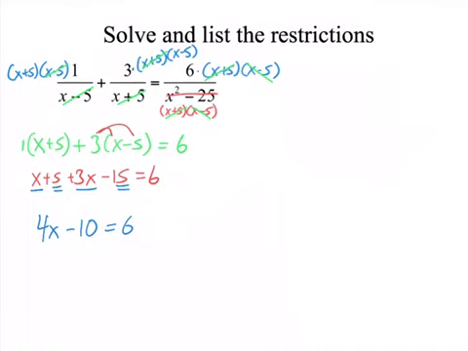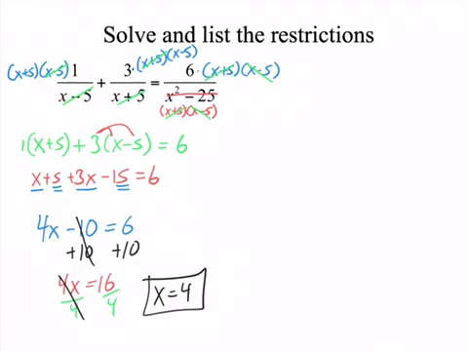All right, now let's keep solving. So let's get rid of that 10. So let's add 10 to both sides. I now have 4x equals 16. And divide both sides by 4. And I have x equals 4.